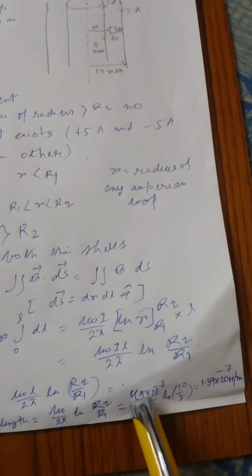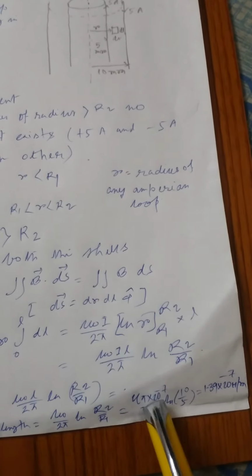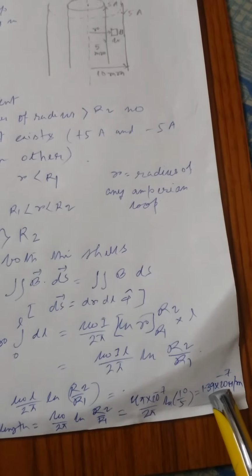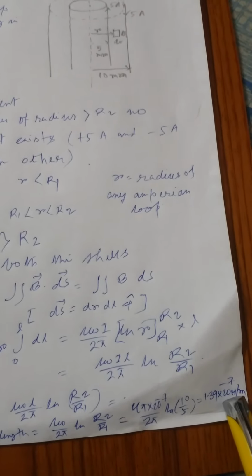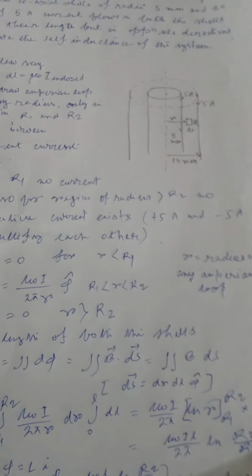Putting the value of μ0 as 4 pi into 10 to the power minus 7, we get the value of self-inductance per unit length as 1.39 into 10 to the power minus 7 Henry per meter. Okay.